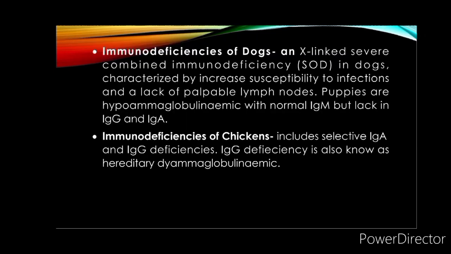Next are the immunodeficiencies of dogs. An X-linked severe combined immunodeficiency, or SCID, in dogs is characterized by increased susceptibility to infections and a lack of palpable lymph nodes. The affected dogs have low lymphocyte counts, with a major drop in the CD8 T cell numbers. The puppies are hypogammaglobulinemic, with normal immunoglobulin M but lacking immunoglobulin G and immunoglobulin A.